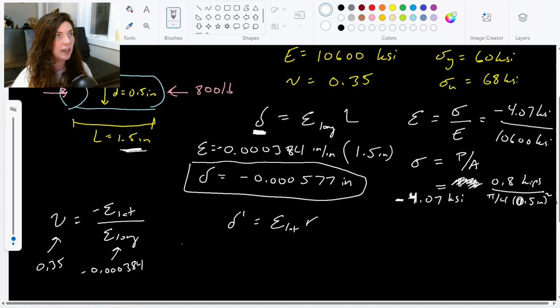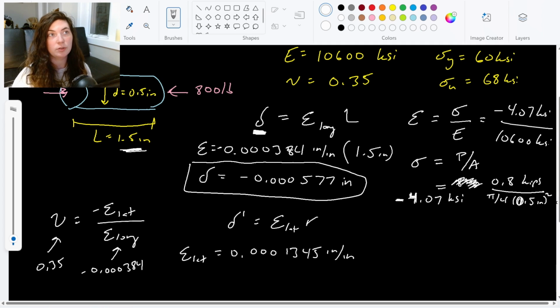If we multiply those together, I get strain lat is now a positive, because if we think about it, when we're squishing it, the diameter is actually getting fatter and fatter. Just like when you squish down a little Play-Doh snake, he gets fatter and fatter as you squish him down. This is the same thing. He's going to be getting fatter, so now this strain is a positive number. And I get 0.001345 inches per inch.